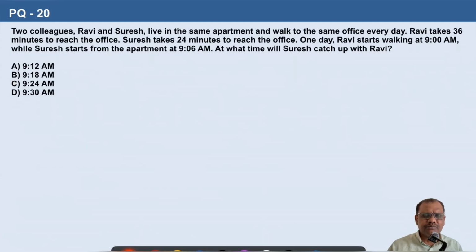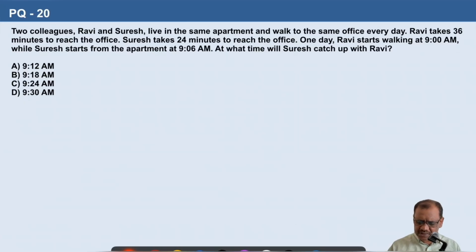Question number 20. Two colleagues, Ravi and Suresh, live in the same apartment and walk to the same office every day. Ravi takes 36 minutes to reach the office. Suresh takes 24 minutes to reach the office. One day, Ravi starts walking at 9 a.m. while Suresh starts from the apartment at 9:06 a.m. At what time will Suresh catch up with Ravi?